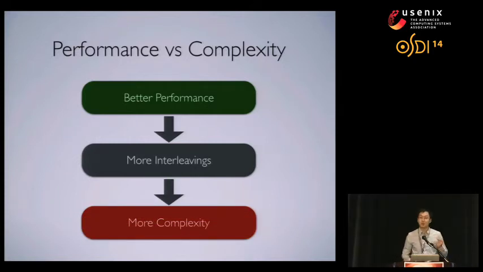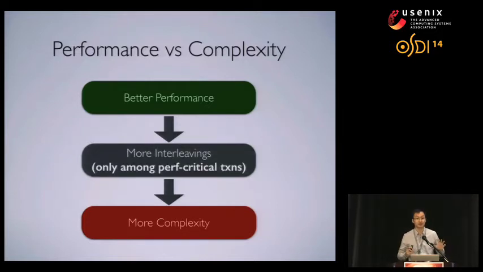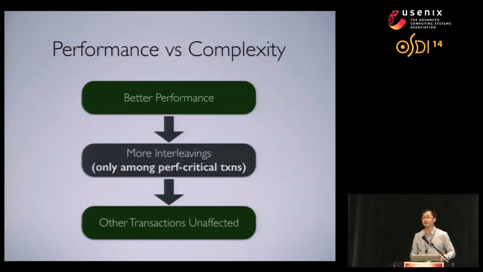The reason why the previous approach suffered from this tension is because naively breaking down transactions introduces more interleavings among these transactions, and all transactions indiscriminately. But what if we could introduce more interleavings selectively? More precisely, what if we could only allow these performance-critical transactions to interleave with each other, exposing additional states, but somehow hide those states from the non-critical transactions, keeping those transactions unaffected?